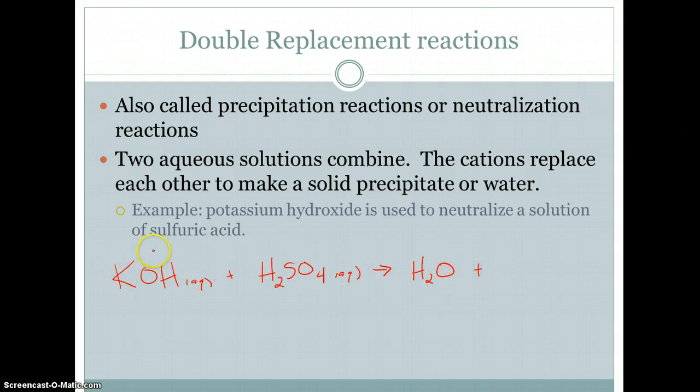And then the potassium will bond with the sulfate and make K2SO4. And the water will be a liquid. And then we'll need to balance it like that. Okay, so that's one way you can have a double replacement reaction.